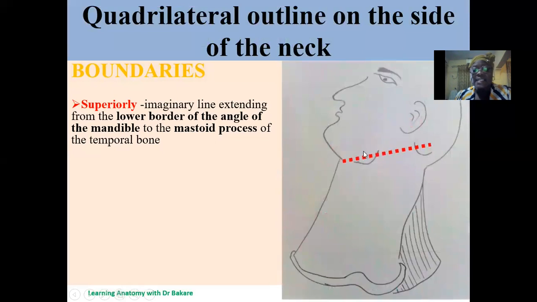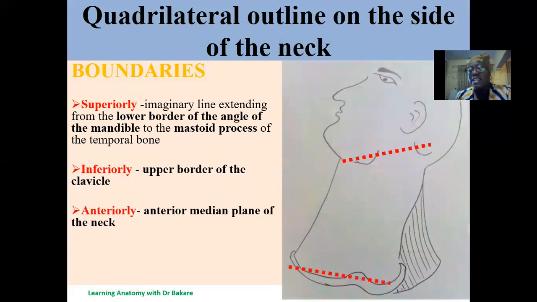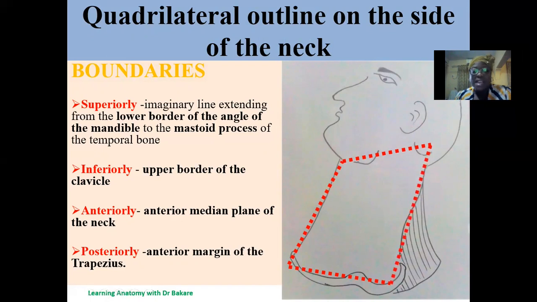Superiorly, an imaginary line extends from the angle of the mandible to the mastoid process behind. Then you have an inferior border drawn along the upper border of the clavicle. The anterior border of this four-sided presentation will be along the anterior midline plane of the neck, and we have the posterior boundary as the anterior margin of the trapezius muscle. So this is a four-sided presentation, and this is seen better when the neck is tilted to one side. So let's go further to see where the anterior triangle is specifically located within this four-sided outline that is drawn on the lateral side of the neck.